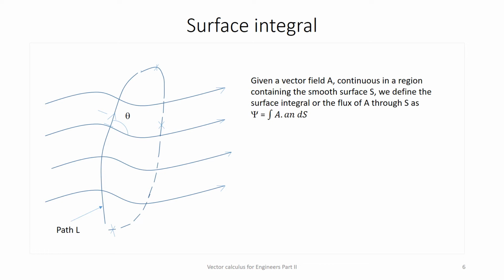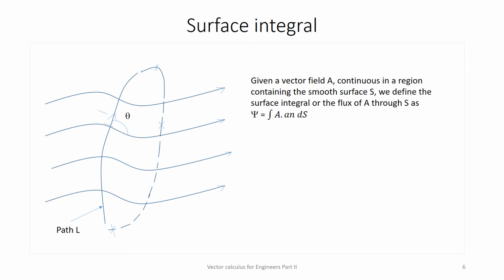Now here, for example, a flux, when a current is passing, there will be a flux. So now here we consider vector field A. A is a vector field because of that closed path L. Now this field is continuous in a region containing the smooth surface S. So S is a smooth surface because of path L, and we define the surface integral.